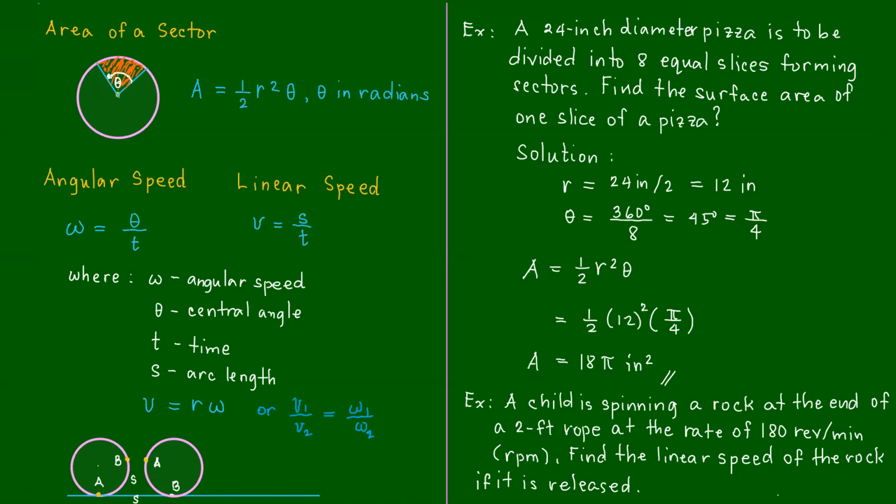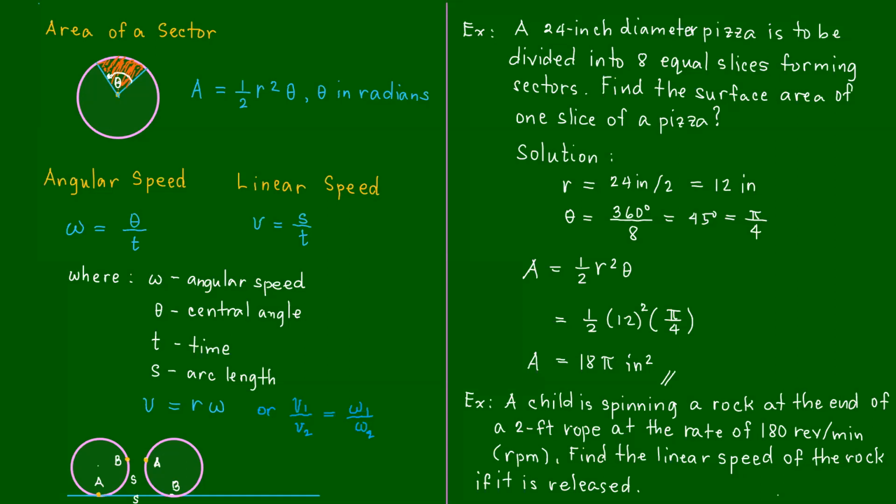A child is spinning a rock at the end of a 2-foot rope at the rate of 180 revolutions per minute. Revolutions per minute means RPM. So imagine you have a rope, and at the end of the rope is a rock, and you spin it. It will form a circular path, especially if you rotate it fast. How fast?